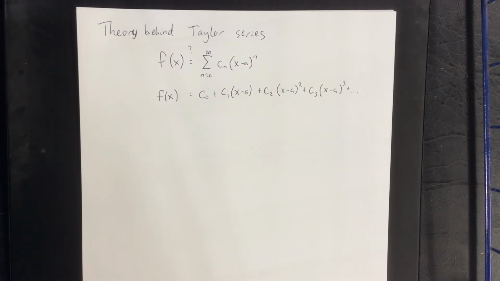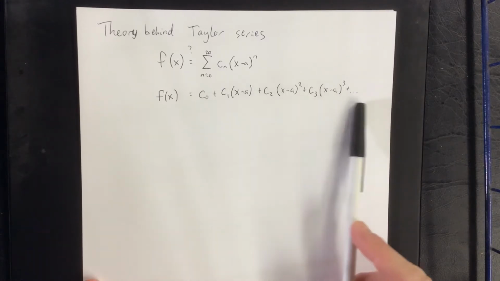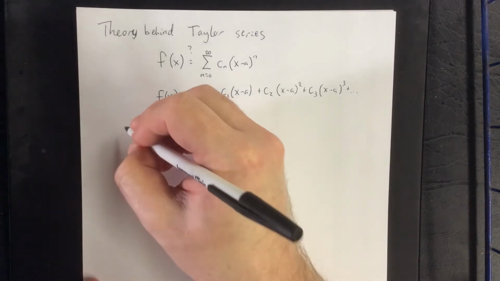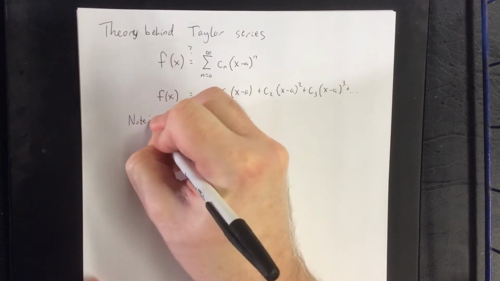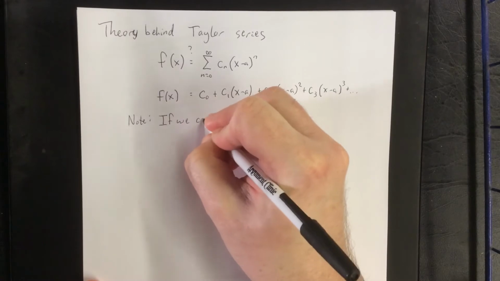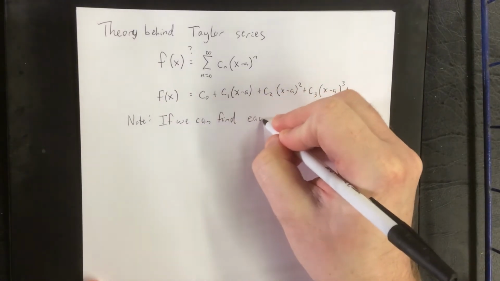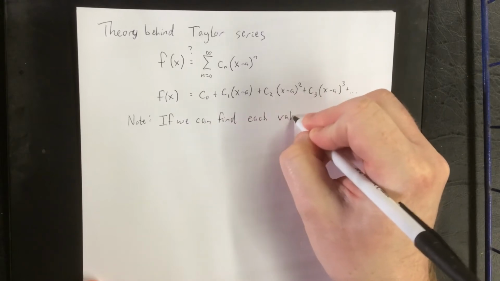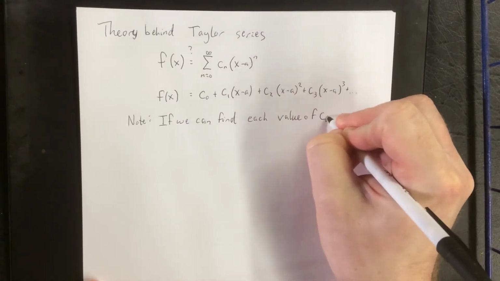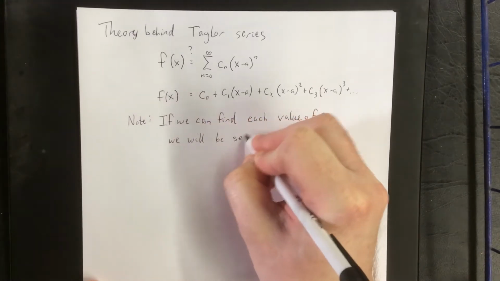Now, we did mention in the previous section that a power series will always converge at its own center. That is, if I were to plug in x equals a, we would get an infinite number of terms that all turn into 0. So the first thing I'd like to take note of is if we can find each value of c, we will be set.